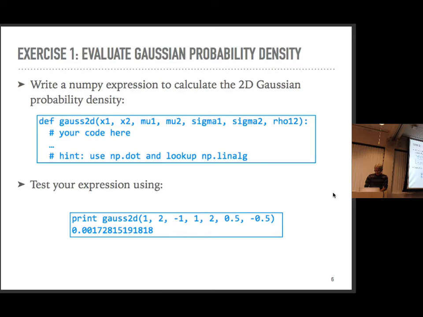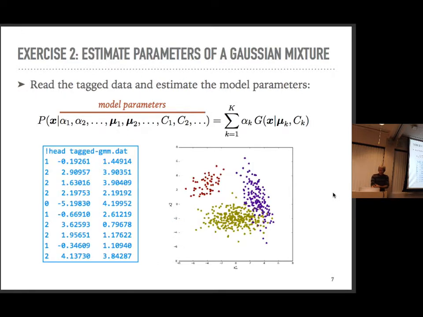Okay, so keep your laptops up. Now what I want you to do is solve a problem. This is not the Gaussian mixture problem. It's a much simpler problem, but it helps motivate the Gaussian mixture problem. There's a file in the repository now, under day 2, called tag-gmm.dat. It has 3 columns in it. This is x1 and x2, so this is 2-dimensional data. But the first column is a tag. It tells you that this sample belongs to this Gaussian.